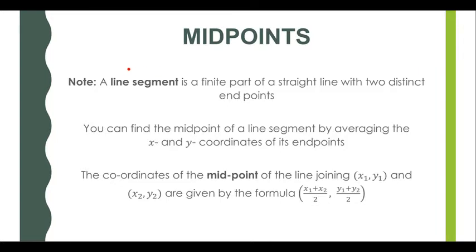A line segment is a finite part of a straight line with two distinct endpoints. You can find the midpoint of a line segment by averaging the x and y coordinates of its endpoints. The coordinates of the midpoint of the line joining x1, y1 and x2, y2 are given by the formula x1 plus x2 over 2, y1 plus y2 over 2.